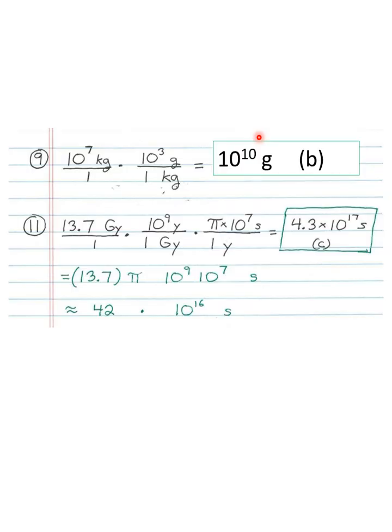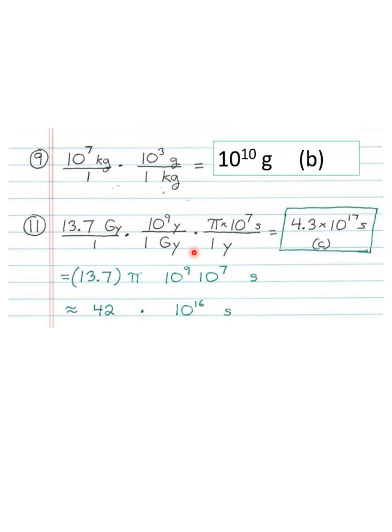Number 11, the age of the universe is approximately 13.7 gigayears. This is approximately how many seconds? And again, multiple choice. We'll start with the given information, 13.7 gigayears, put it over 1. We recognize that giga means 10 to the 9th. So we'll say 10 to the 9th years over 1 gigayear. That'll make the gigayears go away. And then we have it in years now. We need to get this in seconds.